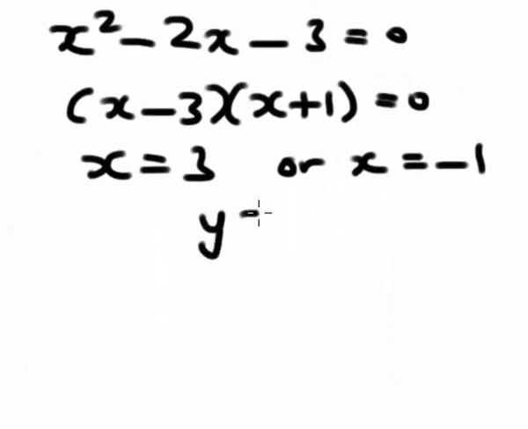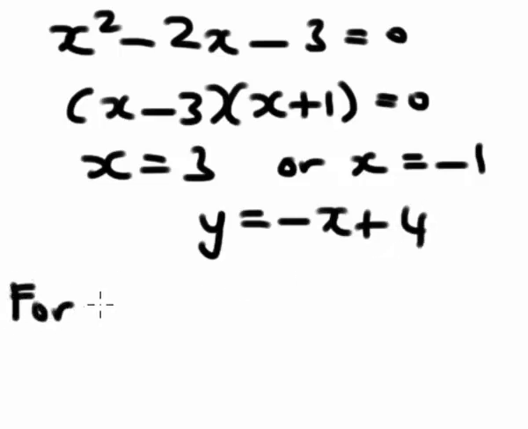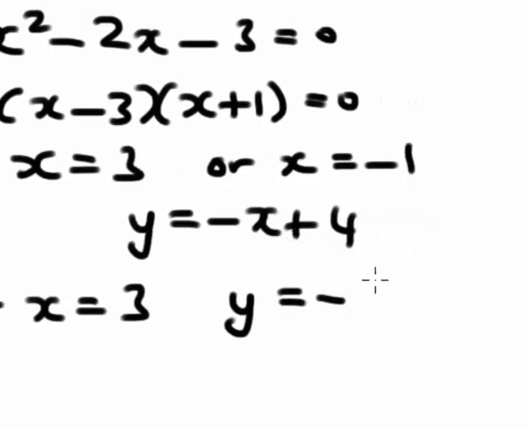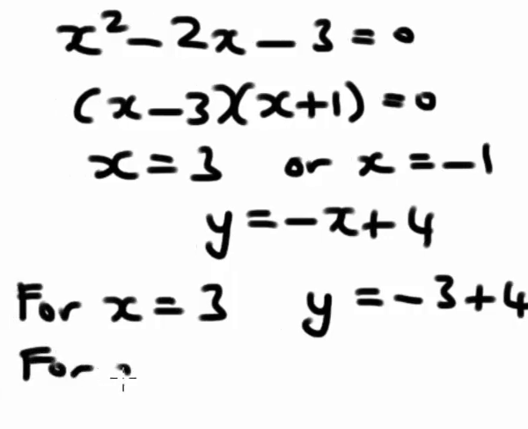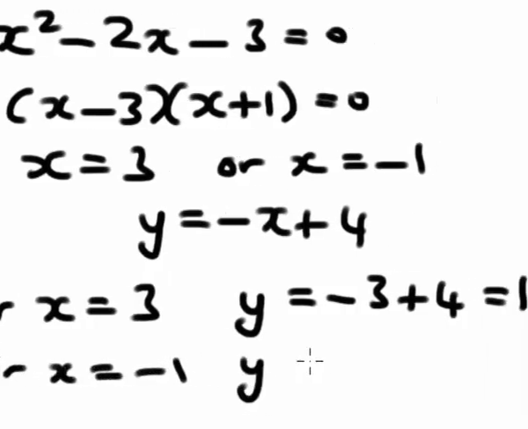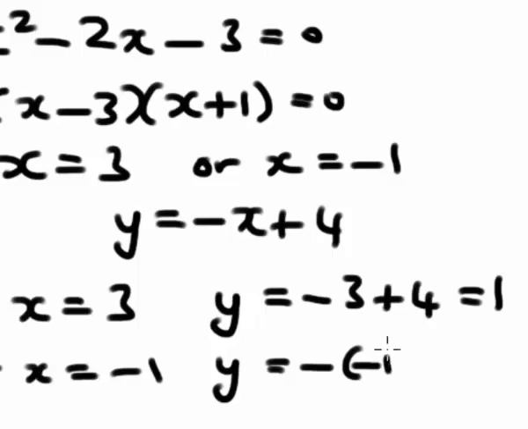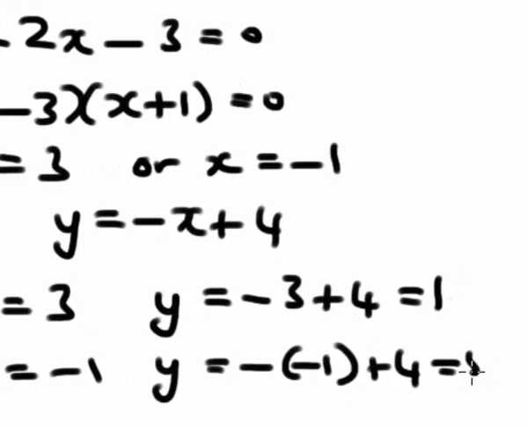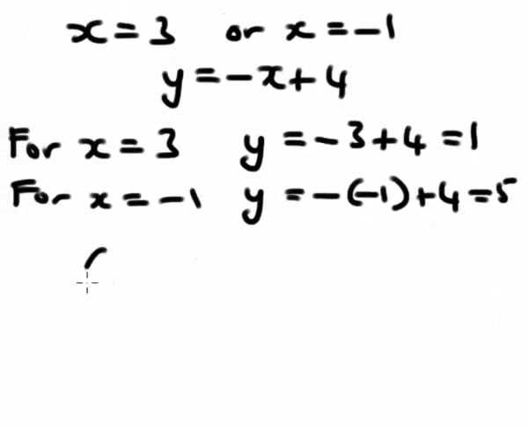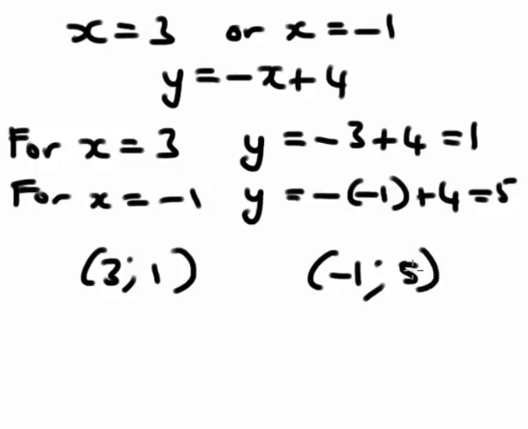Well, we know that y = -x + 4. So if x is 3, what would your y value be? It would be -3 + 4, which is 1. And then for x = -1, y would be, careful, -(-1) + 4, which of course is 5. Now if we look at this, for x = 3, y is 1, and for x = -1, y is 5.